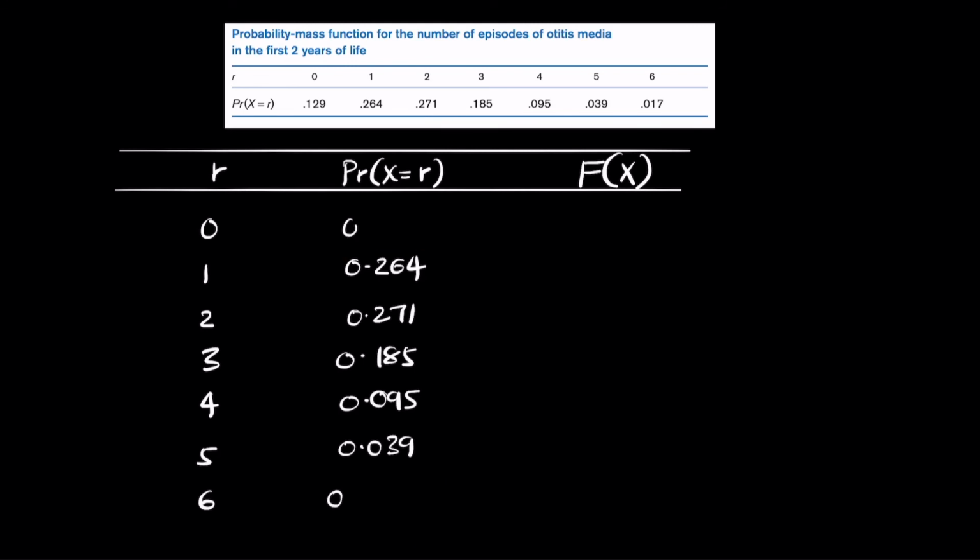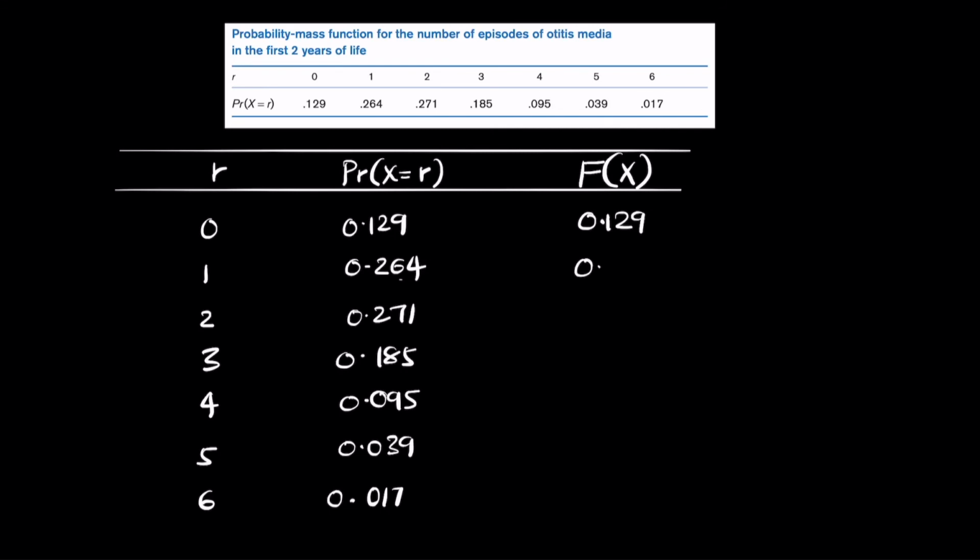So the first value is 0.129. The last one is 0.017. How would you calculate the cumulative value? For the first event, you generally write down the value for the first event. For the second event, you write down the sum of the probabilities of both the first and the second event.